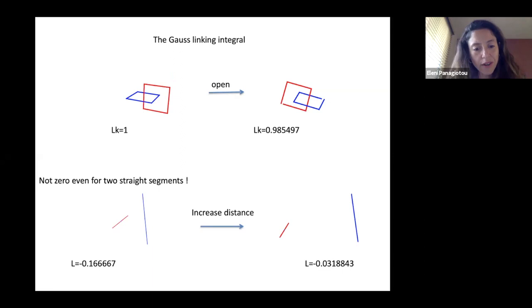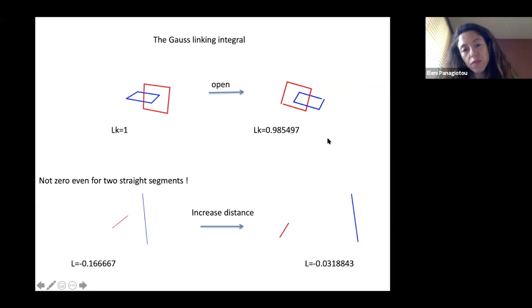However, another property of the Gauss linking integral for open curves is that it might be non-zero even for things that intuitively might not seem to necessarily entangle. For example, here are two straight segments. When they are in a certain relative position, as we see them here, they have a contribution to the linking number of absolute value 0.16. And as you increase the distance, this number decreases in absolute value. I think this is a good property of the linking number, because when you have a system that evolves in time, you want to be able to see this number growing continuously as things get closer and start to entangle with each other. And even if something is far apart, there is a potential contribution at some point.